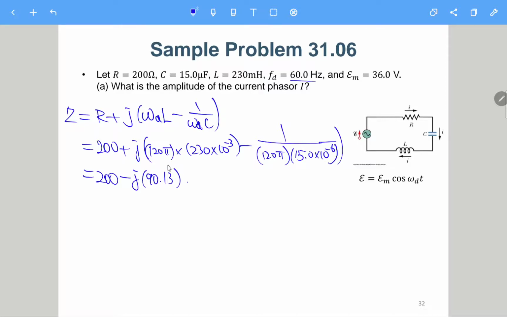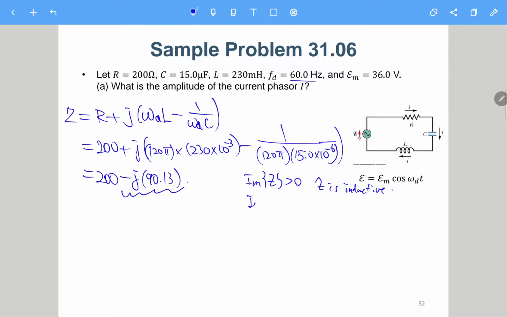And we will say that this is capacitive, as the imaginary part is a negative number. So if the imaginary part of Z is larger than 0, then we will say Z is inductive.